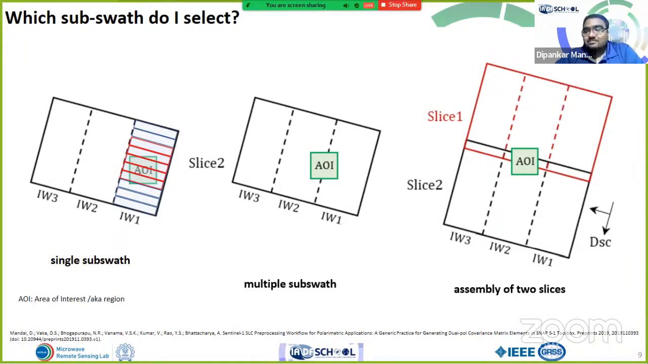Let's say your area of interest is falling between two images acquired in the same time frame. So this is two slices, and we call it assembly of two slices. So these are three particular terms commonly used in Sentinel-1 pre-processing. This is called single subswath processing. Another one is multiple subswath. And the third one is assembly of two slices or multiple slices.